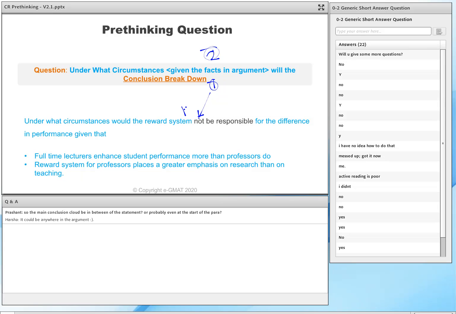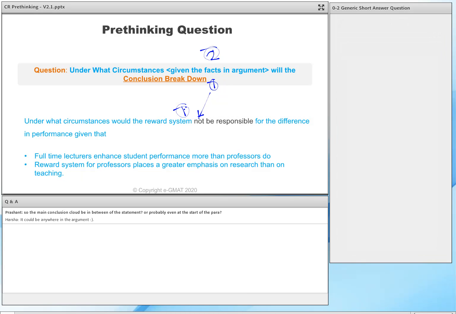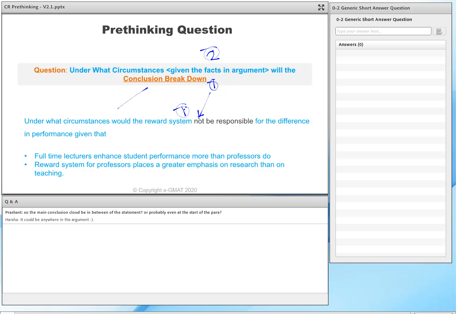This is 1 over here. Okay. Under what circumstances can we not blame the reward system? Why? Because that's my conclusion breakdown criteria. Everyone good with one? You can see how this conclusion breakdown translates to this piece over here.